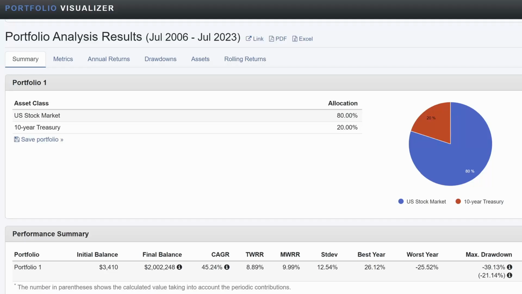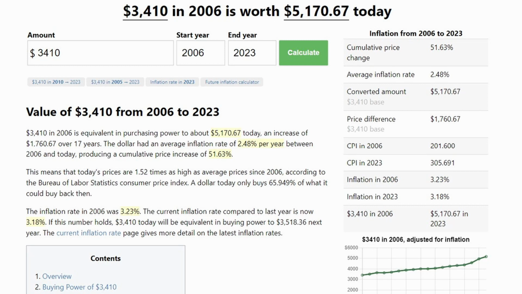But getting on to someone who waited until they were 50 years old to start investing. They had 17 more years until they retired. So they would be investing between the years of 2006 and 2023. They would need to have invested $3,410 per month starting in 2006. And $3,410 in 2006 is equal to $5,171 in today's dollars.